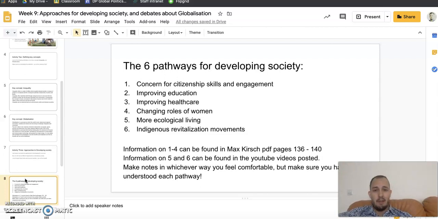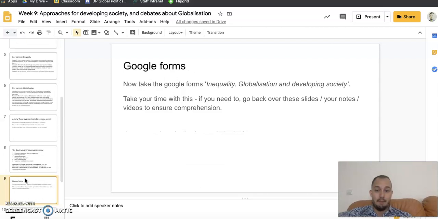You can make notes if you want, you can make visual notes. I really don't mind, but what's important is that you've understood what it means. So do whatever works for you. I'm not going to check your notes and go through them with a tooth comb, but it should be fairly clear when you take the Google Forms if you understand.